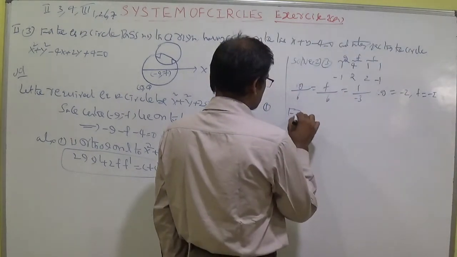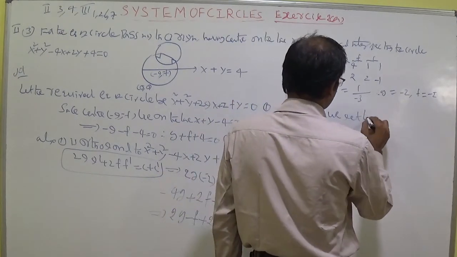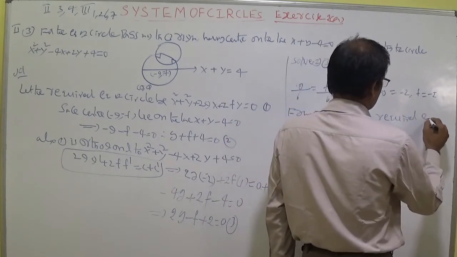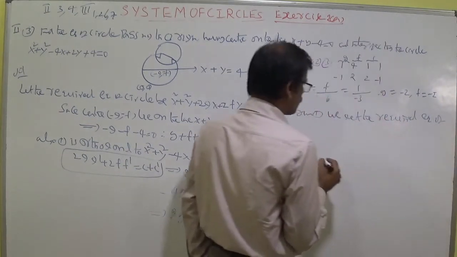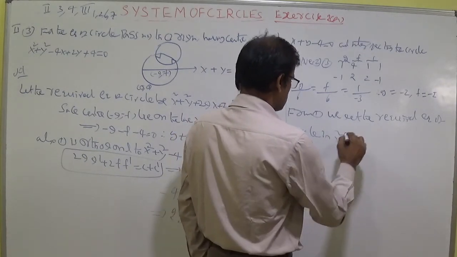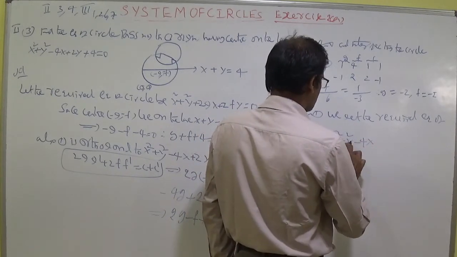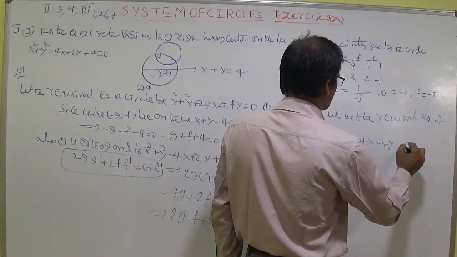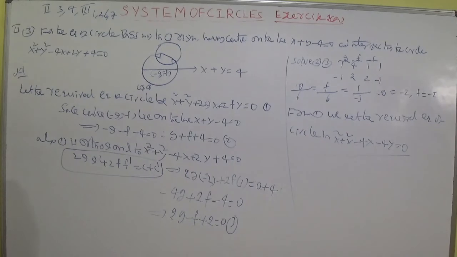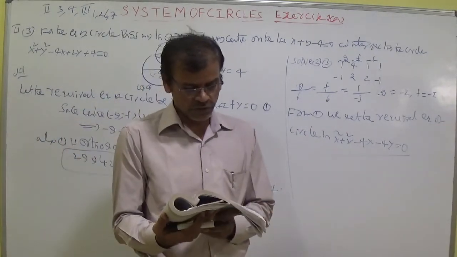Substitute in 1. From 1 we get the required equation of circle: x square plus y square minus 4x minus 4y equal to 0. Roman number 2, third question completed.